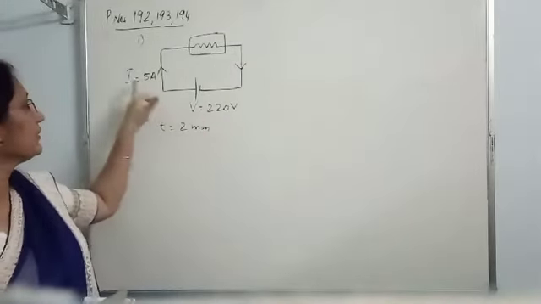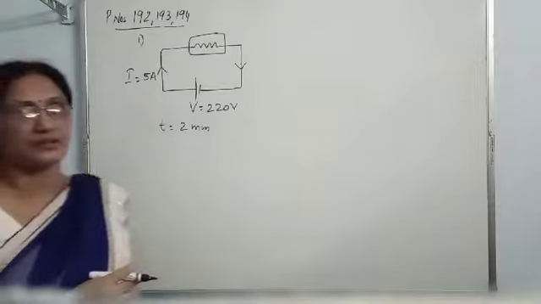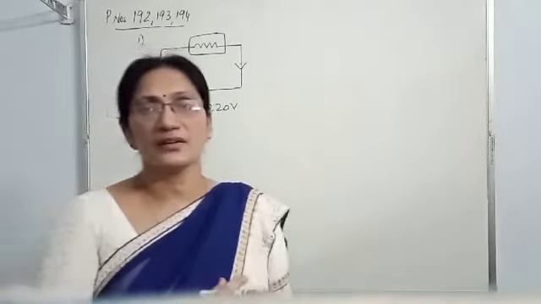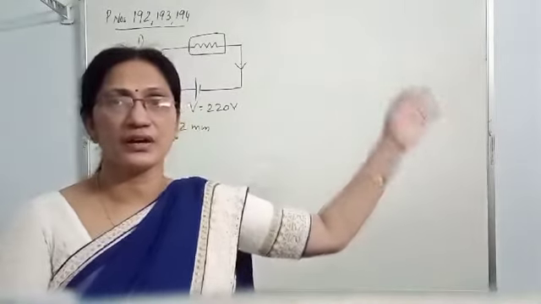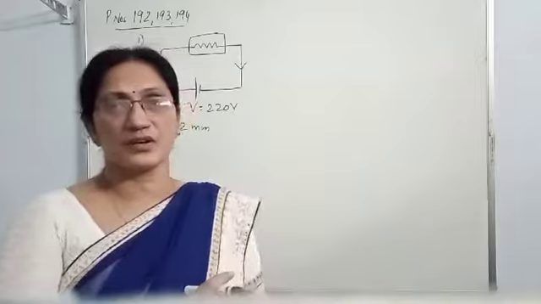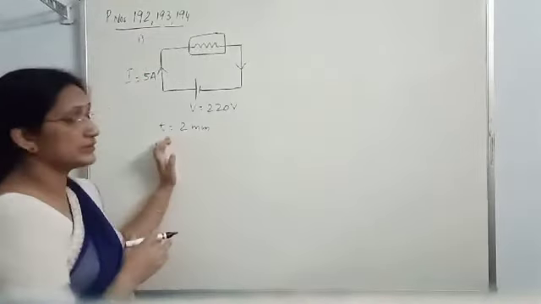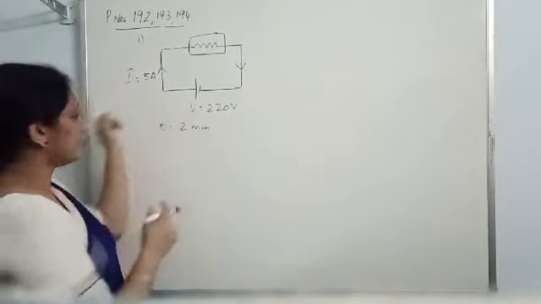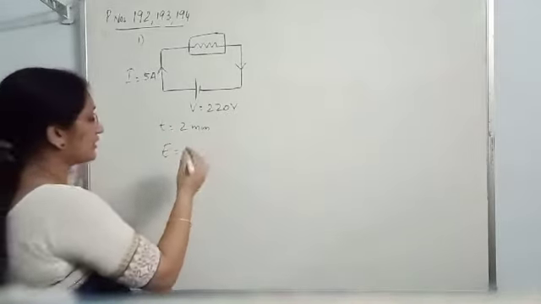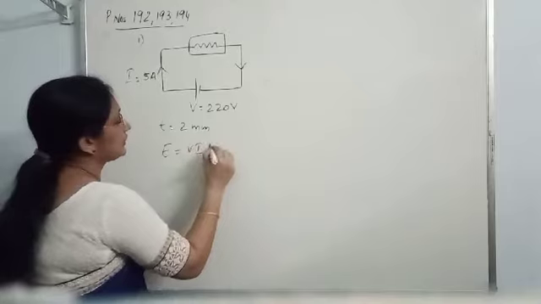V is given, I is given, T is given. So energy released, or work done in an electric circuit, you can calculate by the equations which I had written earlier. 5 equations are there, and here the suitable equation is VIT. Here energy is heat energy. Energy is equal to VIT.